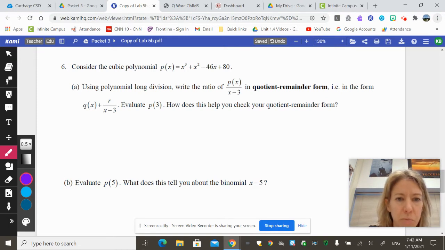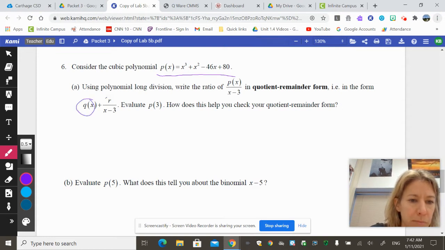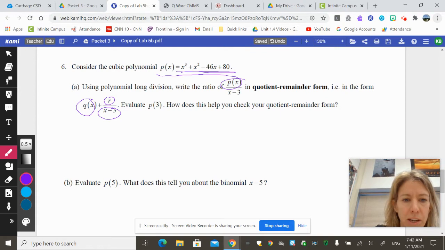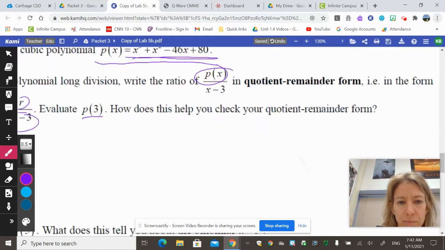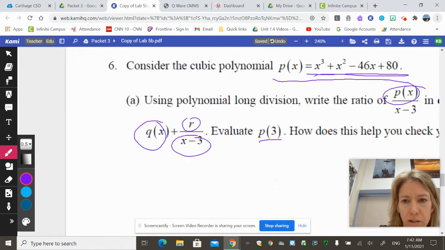Okay, it says consider the cubic polynomial. I know it's a third degree equation. That means it should have 3 roots or zeros. Of those 3, some could be real, some could be imaginary, but I know that because it's a third degree equation. So I'm just thinking ahead. It tells me to use long division, and I'm going to write my answer in quotient remainder form. This is the quotient plus the remainder over the divisor. And remember, this p of x is just this function. I'm going to do long division, and then I'm going to evaluate p of 3 using the remainder theorem.